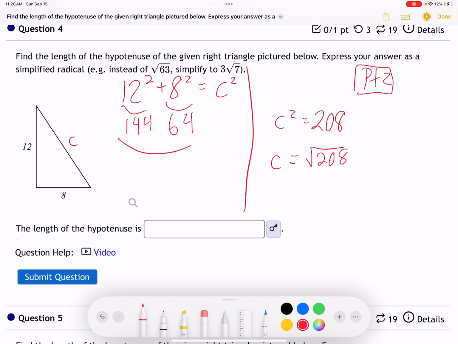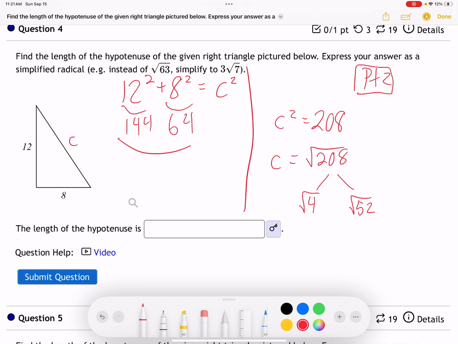They say to make sure this is a simplified radical, so we're now going to take our square root and we're going to simplify it. I'm going to take out my factors. I believe 4 divides this, which will make this a little bit easier. So let's do square root of 4 and then divide that by 4. 208 divided by 4 is 52? Yes, 52.